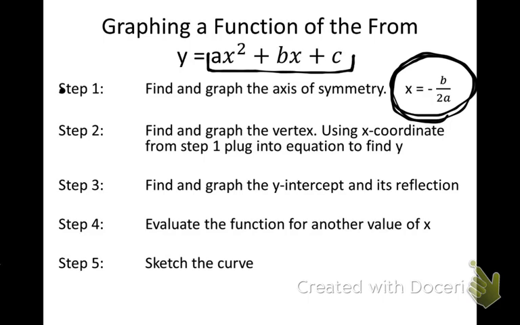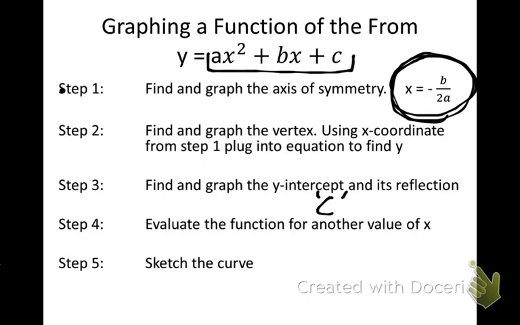Step 2, find and graph the vertex. Using the x coordinate from step 1, plug in to find y. I get a vertex then. Step 3, find and graph the y-intercept. That's just my constant c. And then I do its reflection. Okay, so I find c, and I do its reflection.